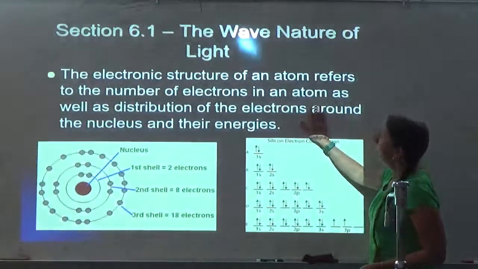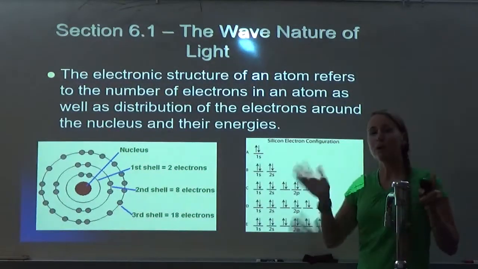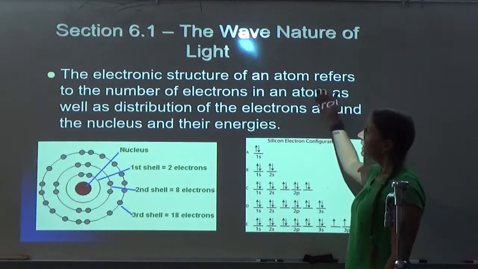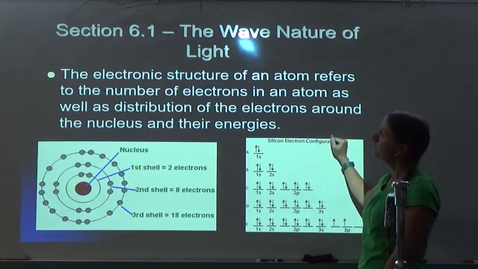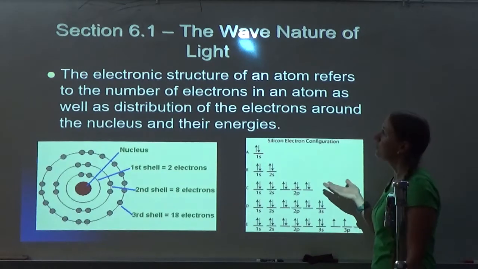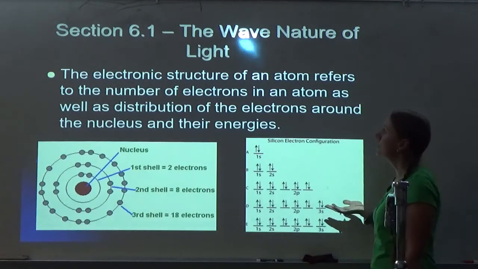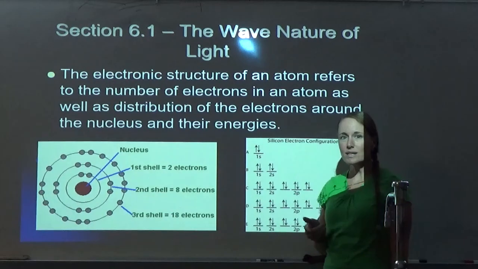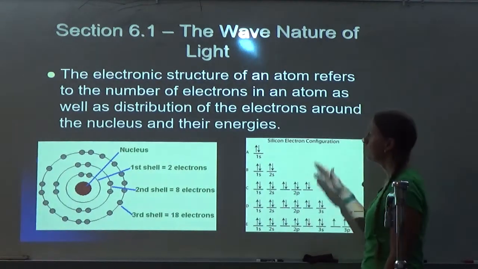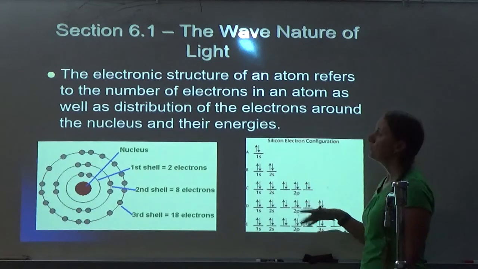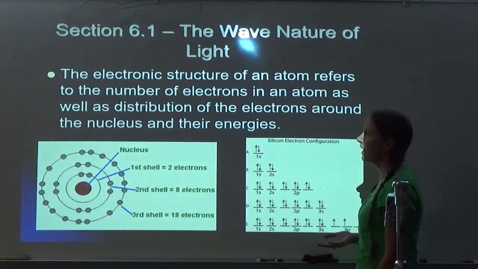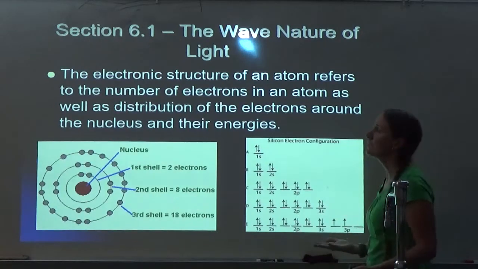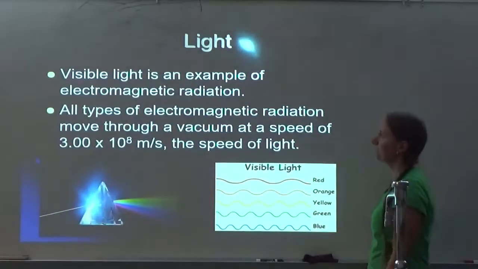So in 6.1, we're going to talk about the wave nature and particle nature of light. The electronic structure of an atom refers to the number of electrons in an atom as well as the distribution of electrons around the nucleus and their energies. We're going to focus a lot on where the electrons are, which energy level, which determines how much energy they have, because how they move or react in a reaction all depends on that.